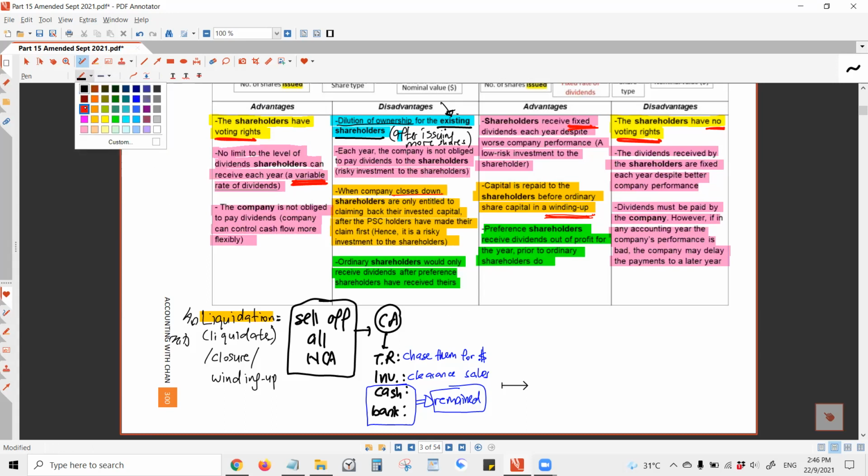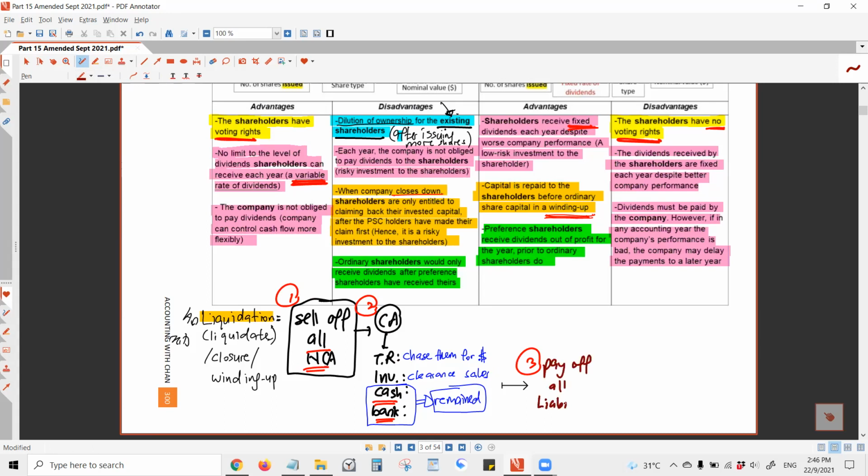Just now I talked about the first step being selling off all the NCA, and the second step, trying to clear off all the current assets, turning them into cash and bank. Finally, cash and bank are what remain. Then the third step will be to pay off all the liabilities. You must pay off all your liabilities. Try your best.